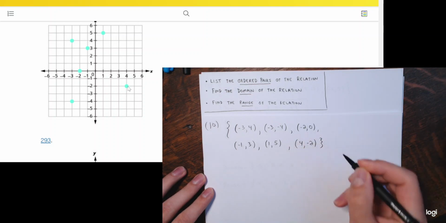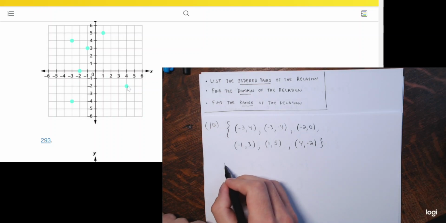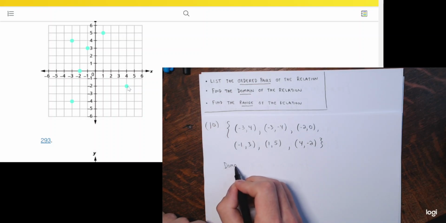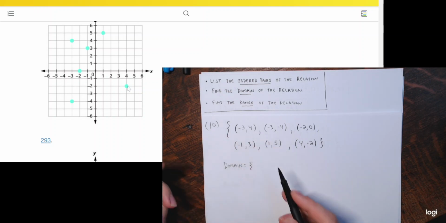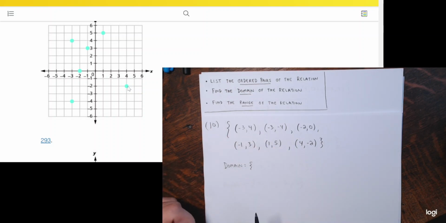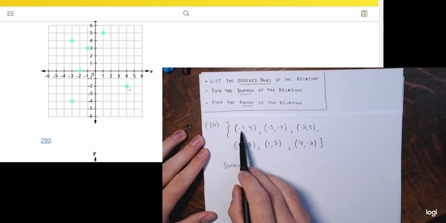Okay, and then I close the braces. Again, we have this relation with 6 ordered pairs. And when I'm stating the domain, I'm listing the x coordinates that are used without repeating any of them. There's no need to write these numbers twice. So -3 is in the domain.